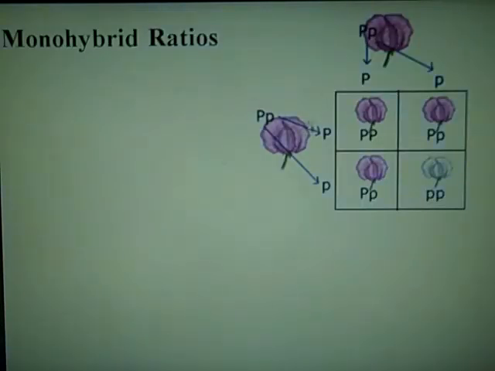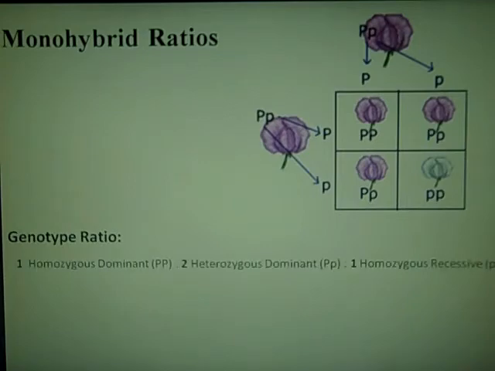Here we've crossed two purple flowers. They're dominant, but they're heterozygous dominant. They've each got one dominant, one recessive allele. When we cross them, we get an interesting pattern every time. We'll see that for the genotypes, there's always one homozygous dominant, two heterozygous dominant, and then one homozygous recessive. And you can see that in the Punnett square. 1, 2, and then 1.